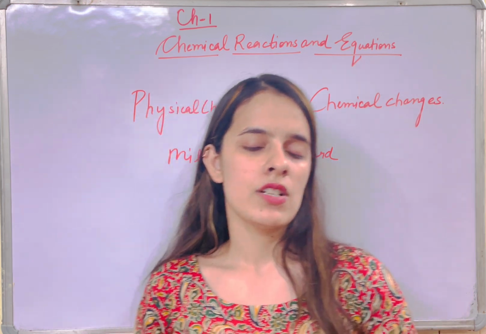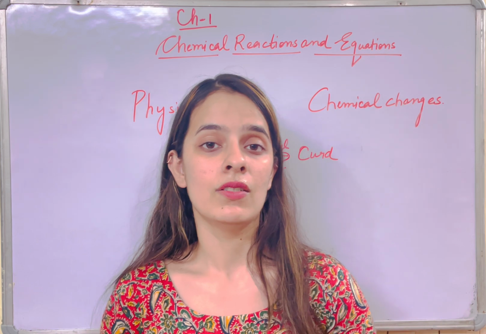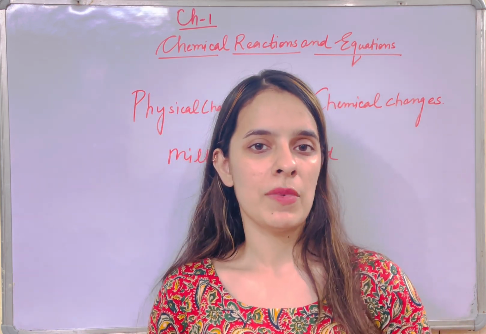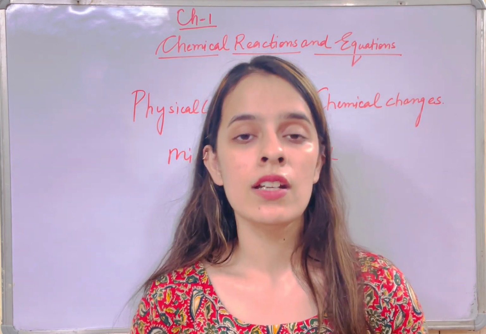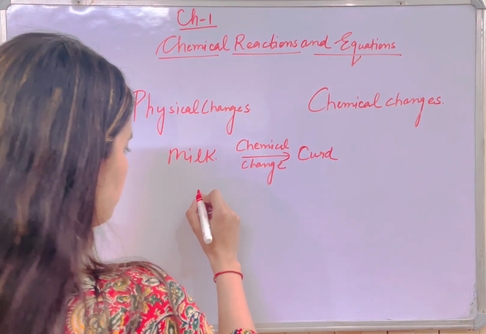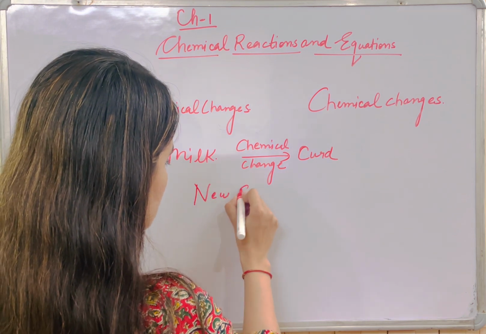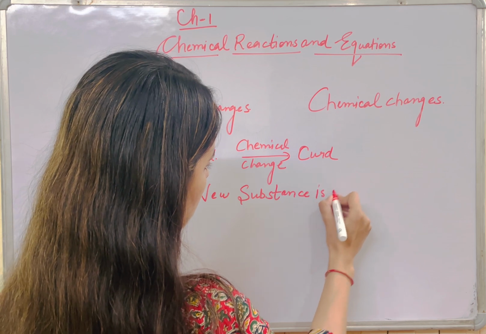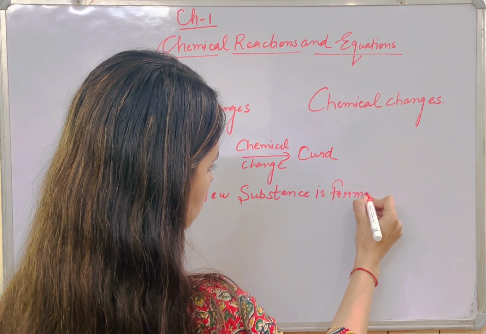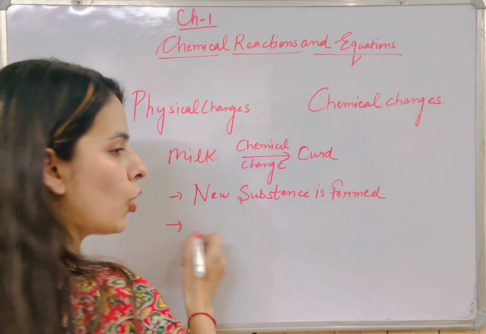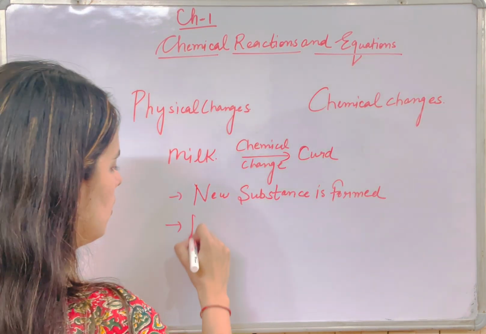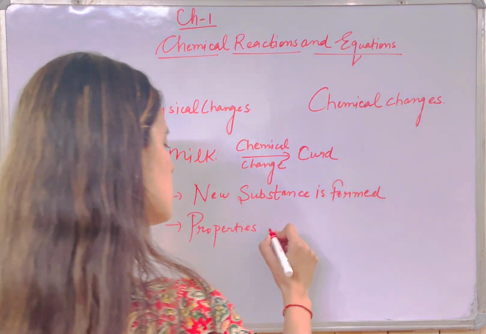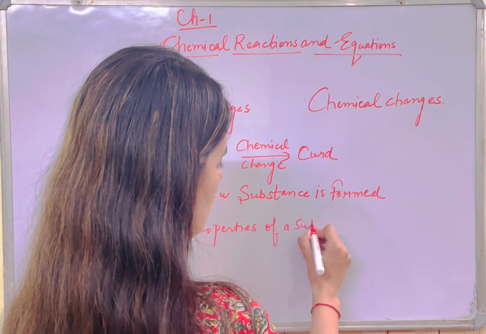There are so many chemical changes which you can also tell me, that how will you categorize from physical and chemical changes. So what are chemical changes actually? Chemical changes are in which new substance is formed, properties of a substance changes.